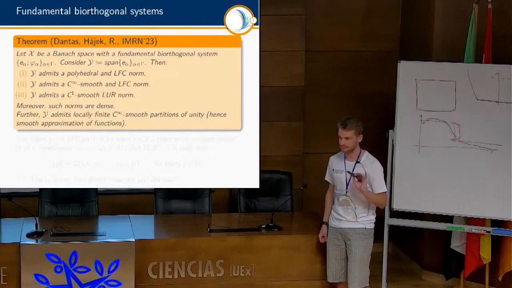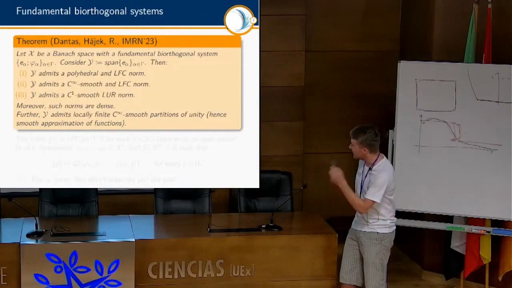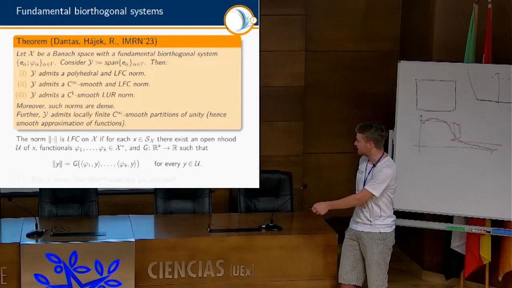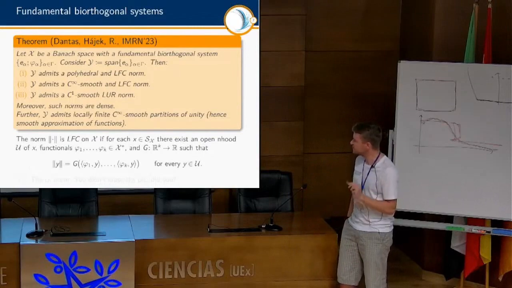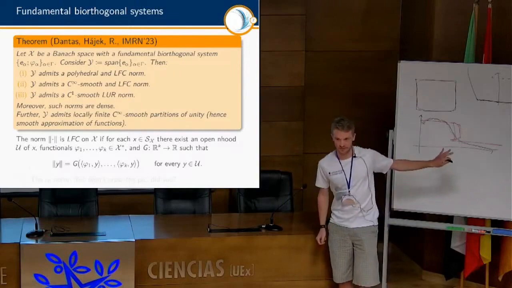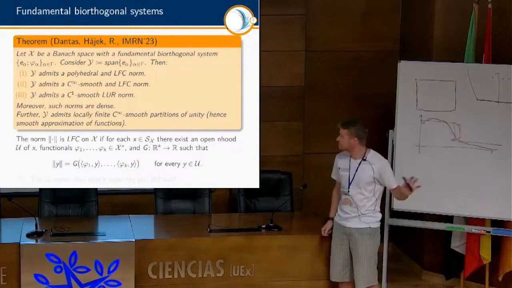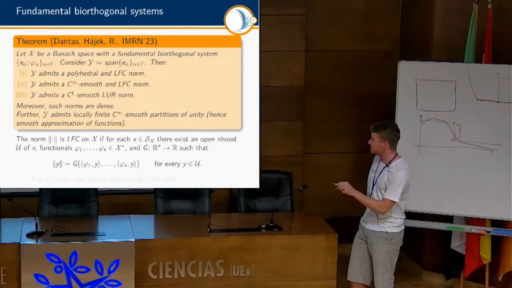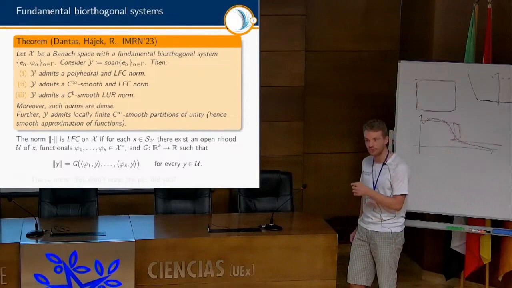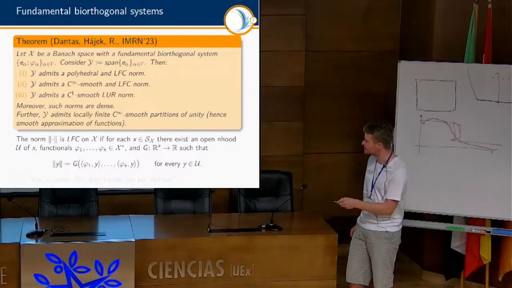So let me wait for a second on this, because I have to give this definition of LFC at some point. And here it is. Now, this is one of these definitions that people don't understand once they read it once. So there is a picture here waiting to be, actually the picture is there already. LFC means if you take a point, in some neighborhood, the norm has this form. It is a function of finitely many numbers. So somehow, locally, the norm is finite dimensional. LFC means locally dependent on finitely many coordinates.